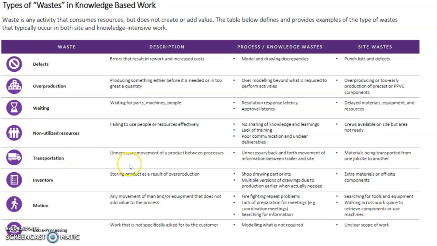Transportation is a type of waste: unnecessary movement of the product between the different processes. Inventory is storing the product as a result of overproduction. Even motion is defined as a waste, where any movement of the man, equipment, or material does not add value to the process. And extra processing, work that is not specifically asked by the consumer, is also defined as a form of waste. In that sense, it allows us to pick up more inefficiency from our processes and then try to remove them when we see all this as waste.